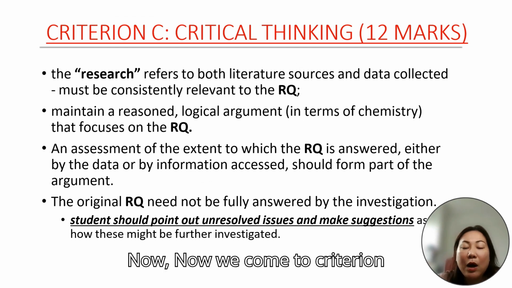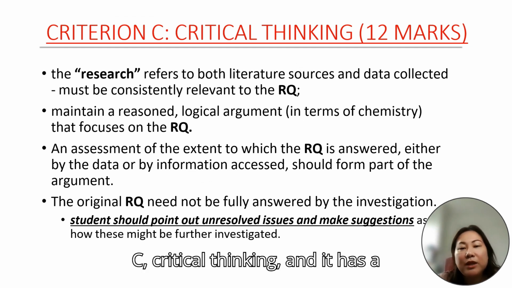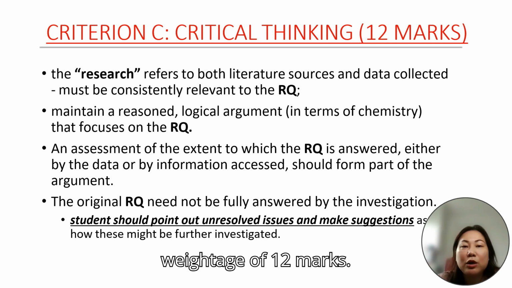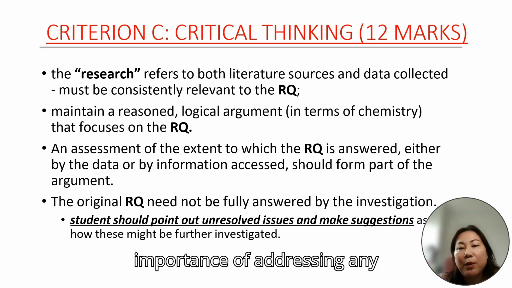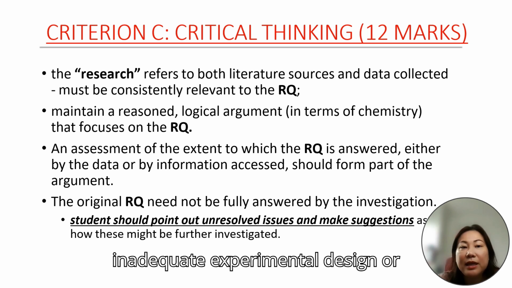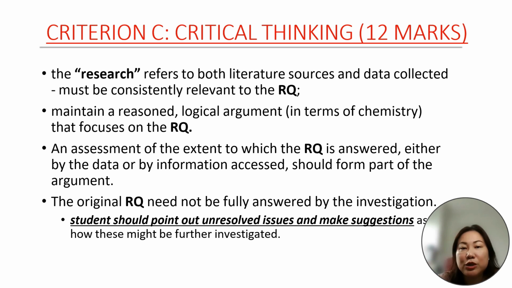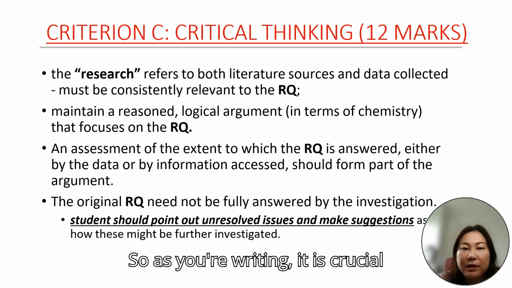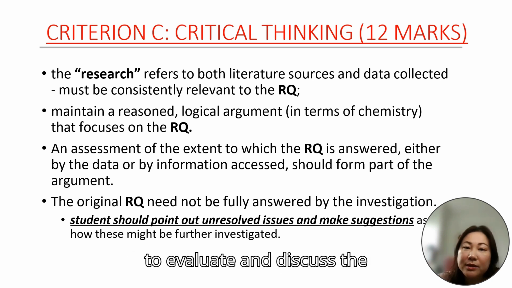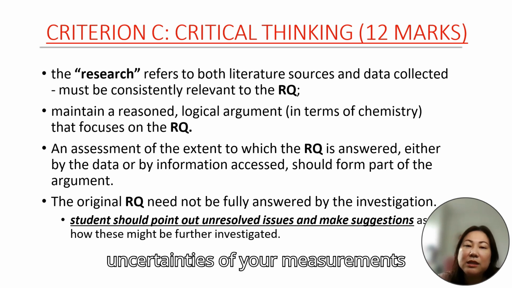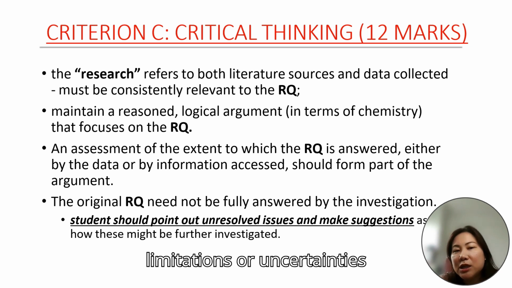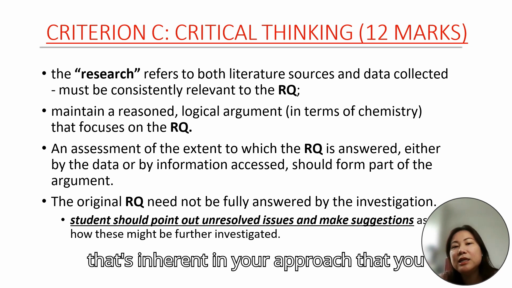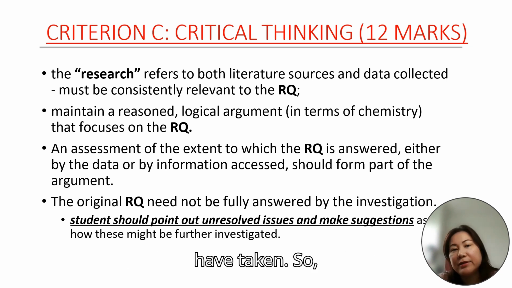Now we come to criterion C, critical thinking, and it has a weightage of 12 marks. The criterion emphasizes the importance of addressing any inadequate experimental design or systematic errors in your research. So as you're writing, it is crucial to evaluate and discuss the uncertainties of your measurements and show an awareness of any limitations or uncertainties that are inherent in the approach that you have taken.